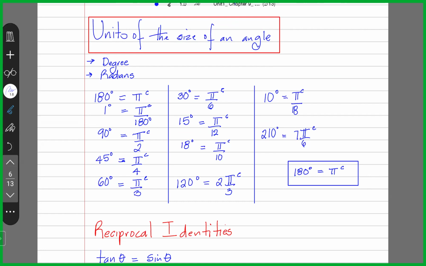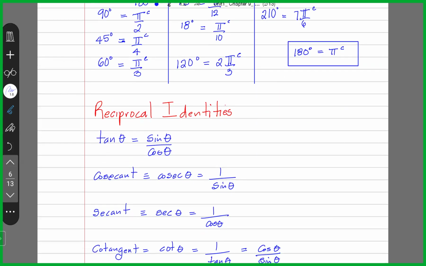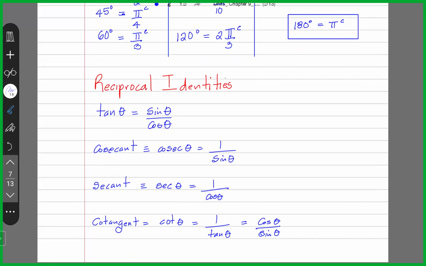We need to be able to convert between degrees and radians. Extremely important. This is also important knowledge that you need to have at your fingertips.